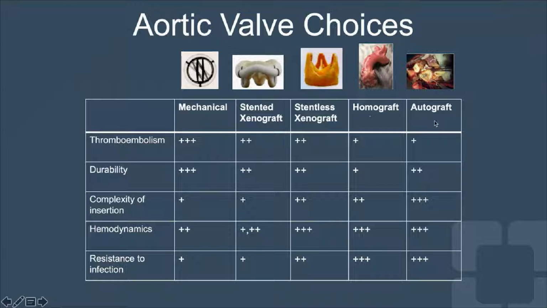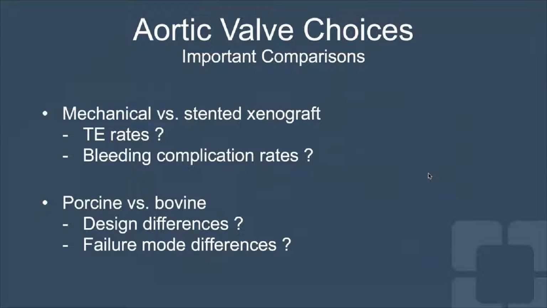And then the autografts, which is the Ross procedure. These are more complex to perform. However, they do tend to be more durable and may be a valve of choice in patients who are young. So in summary, when you're considering valves, in 95 or more percent of patients, you're considering either the mechanical valve or stented xenograft, and you're thinking about what are the risks of thromboembolism versus the bleeding complications.